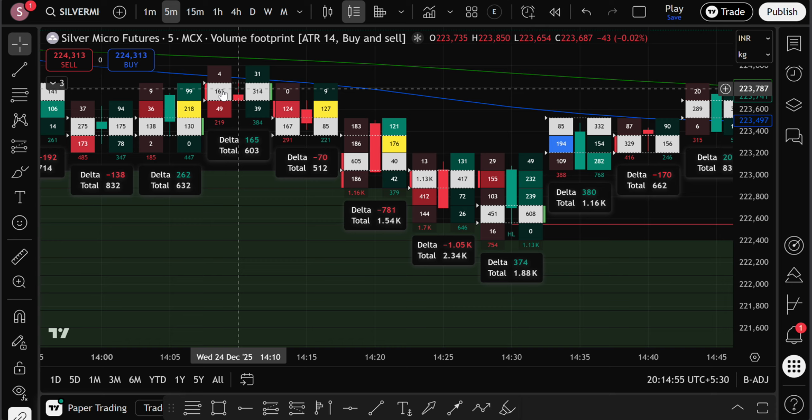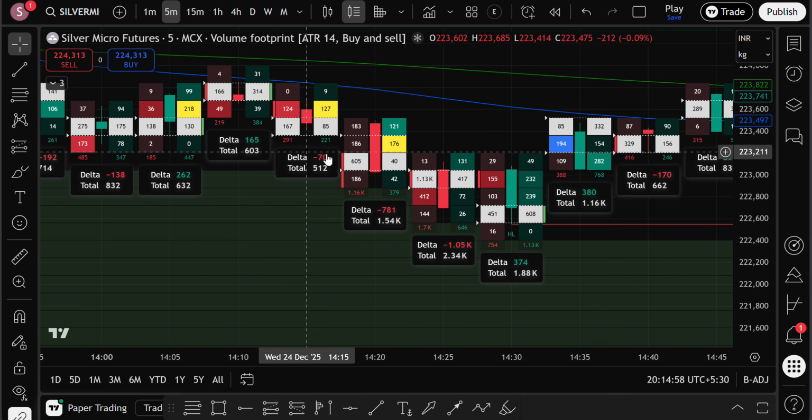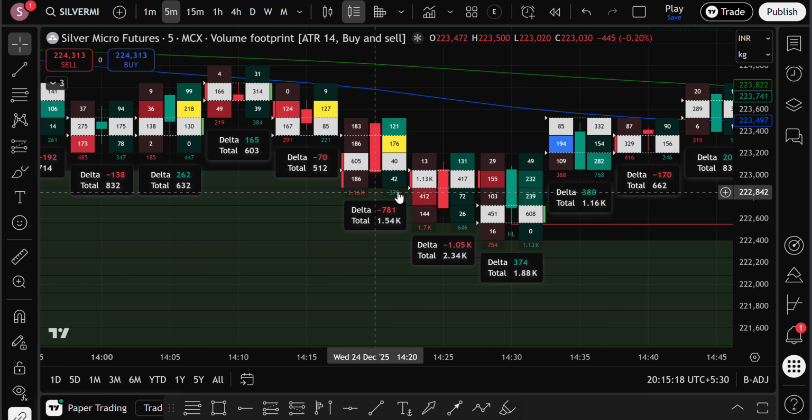Now here, the delta is the difference between the total buy volumes minus sell volumes. 221 is the total buy volume of this particular candle, and sell volume is 291. 221 minus 291 is minus 70, so sellers are dominant in this candle. In the same way here, 379 is the total buy volume and 1.16k is the total sell volume. Buy volume minus sell volume equals delta, so this candle also has sellers dominant.